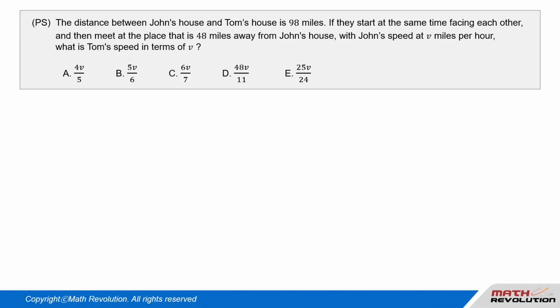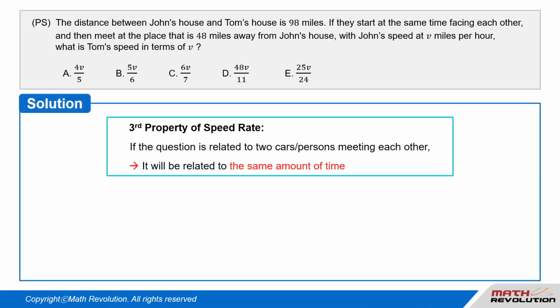Question 2. The distance between John's house and Tom's house is 98 miles. If they start at the same time facing each other and then meet at the place that is 48 miles away from John's house, with John's speed at v miles per hour, what is Tom's speed in terms of v?